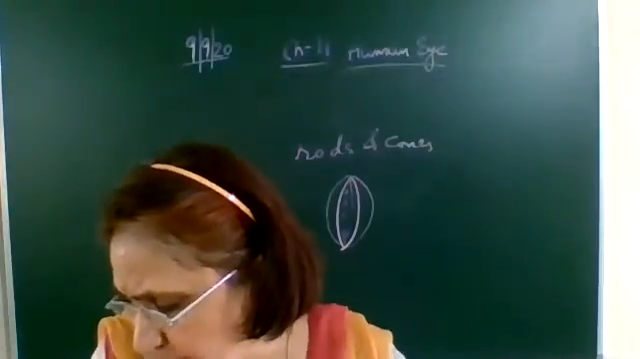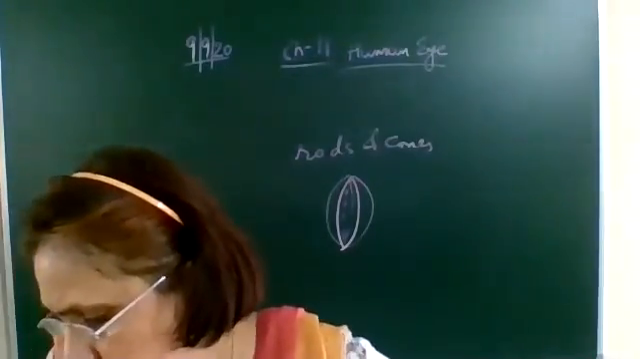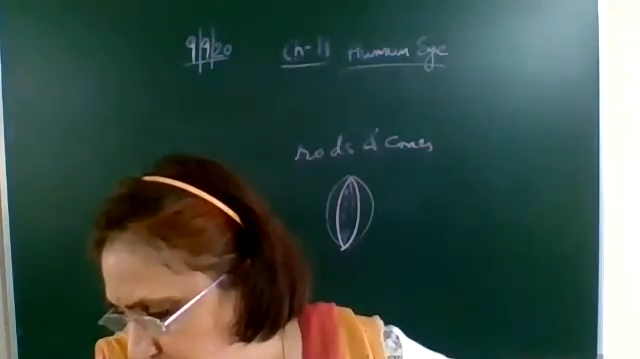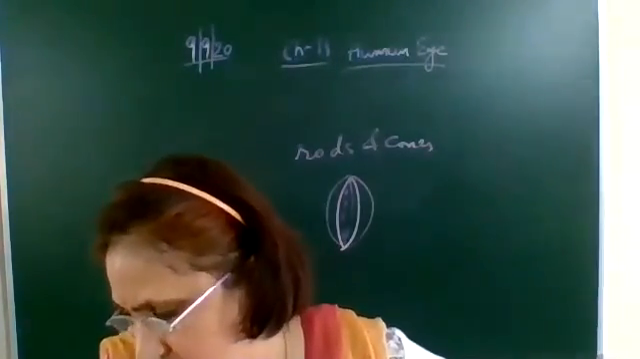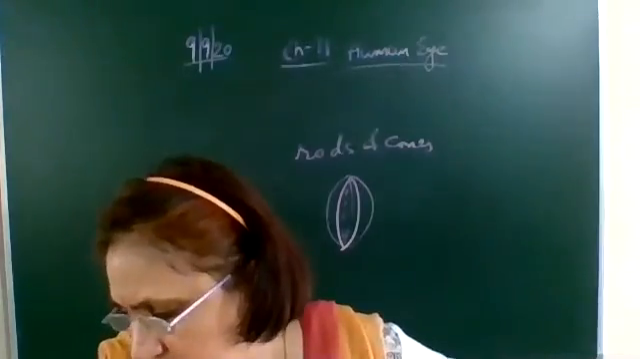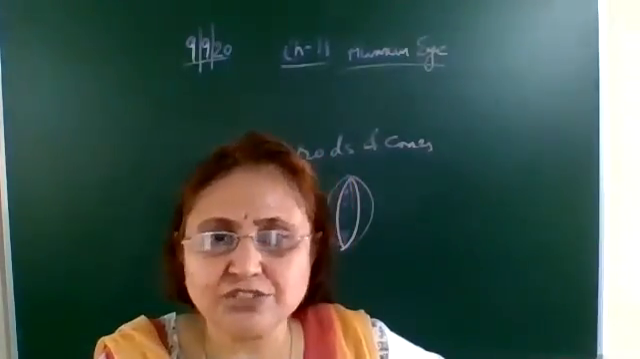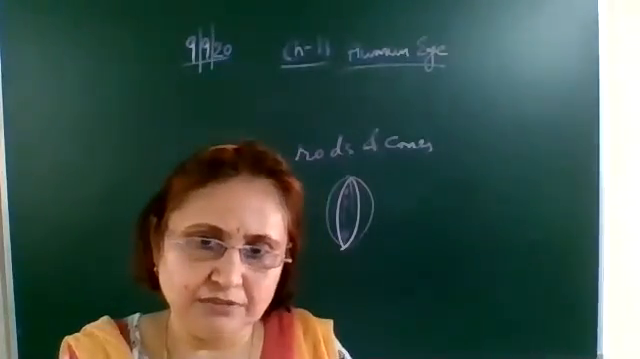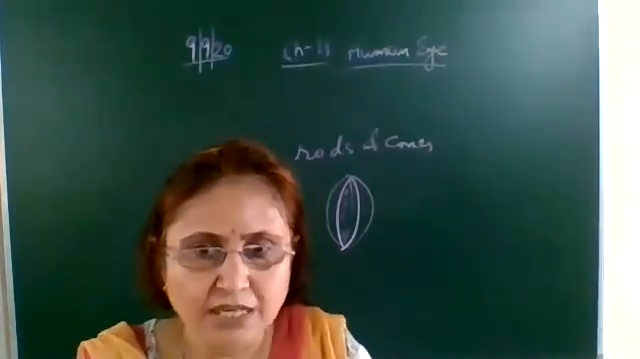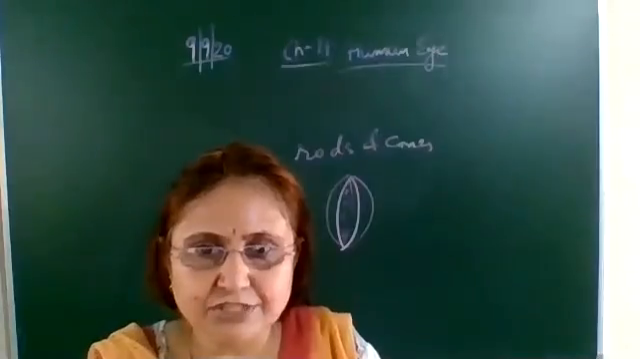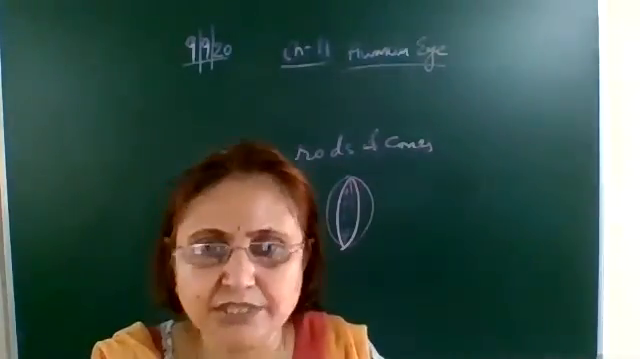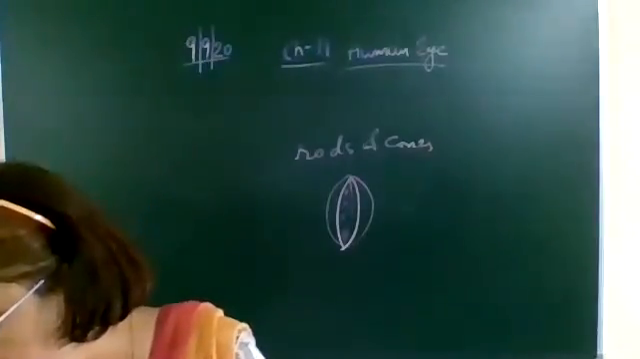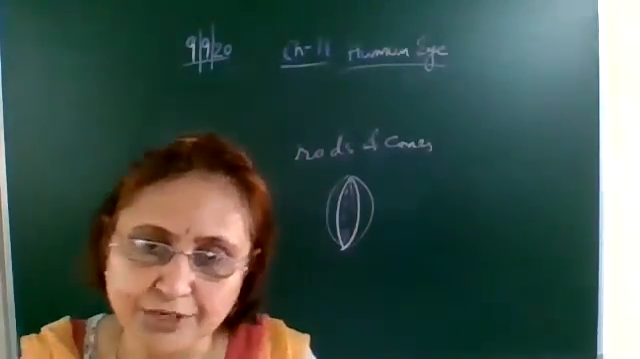To see an object comfortably and distinctly, you must hold it about 25 centimeters from the eyes. The minimum distance at which the objects can be seen distinctly without any strain is called the least distance of distinct vision. At less than 25 centimeters, you will have a strain in your eye. So the least distance of distinct vision is how much? 25 centimeters. It is also called the near point of the eye.